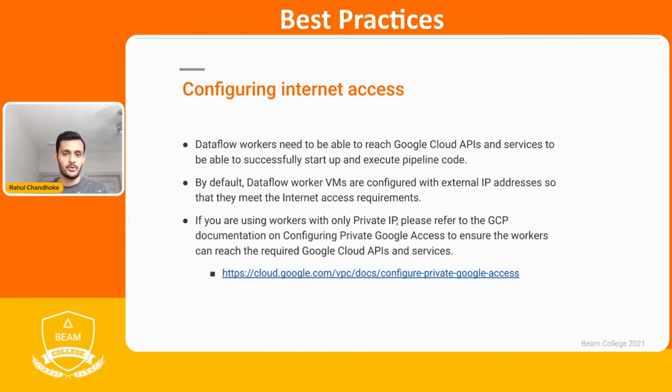However, if you do choose to, for whatever requirement, use workers that only have private IPs, so they do not have a public IP, there is an extra step that you might need to take to ensure that the network you're using has configured what we call Private Google Access, to ensure that these workers that run your job, even with private IPs, can talk to the Google Cloud APIs and services. So that's another key point here: to make sure in general that these workers, whether they're using public or private IPs, have the ability to communicate with the backend services or Google Cloud APIs to execute your Dataflow job.